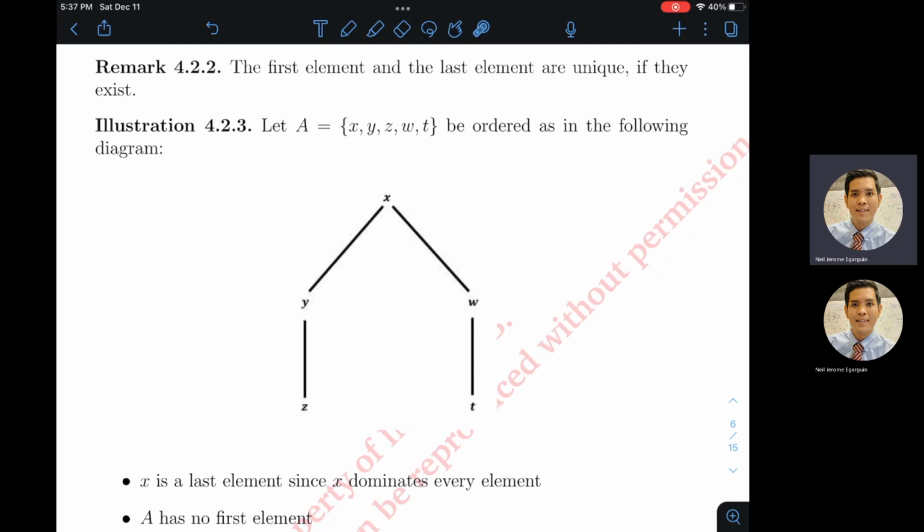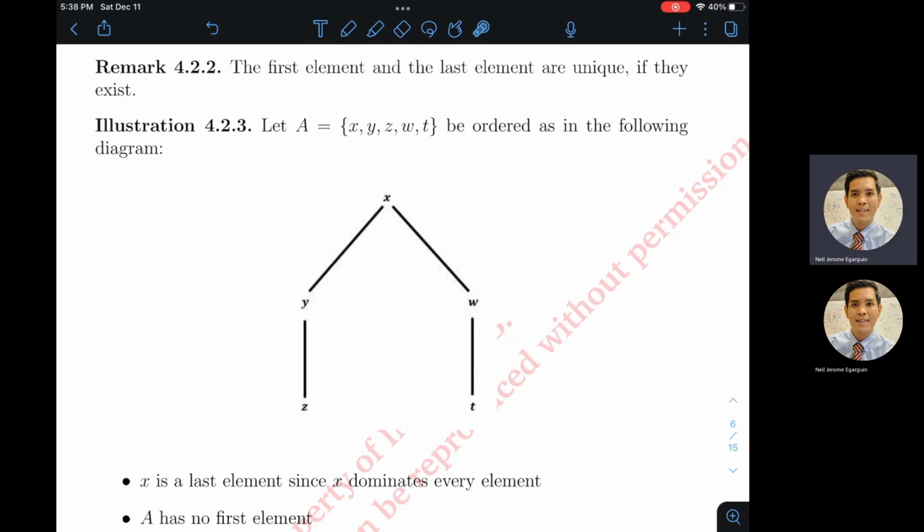On the other hand, since there is no line connecting Y and W, and there's no bottom down route that can lead us from Y to W, then we say Y and W are not comparable because neither Y precedes W nor W precedes Y. Okay, so yan yung ibig sabihin ng poset diagram.